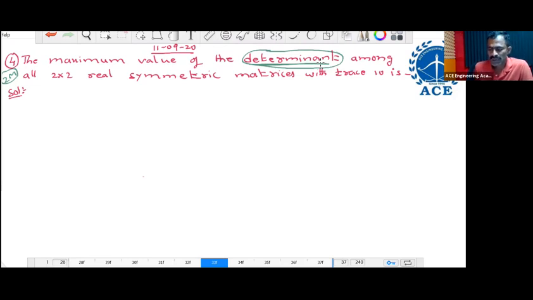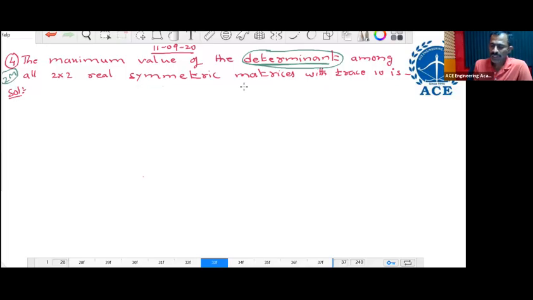In the first 3 problems, the function was given directly. Here, the function is not given. First, we have to construct the function. After constructing the function according to the given data, we try to find the maximum value of that function. That function is the same as the determinant here. It is a 2 marks GATE question. Now, first we'll discuss this problem.